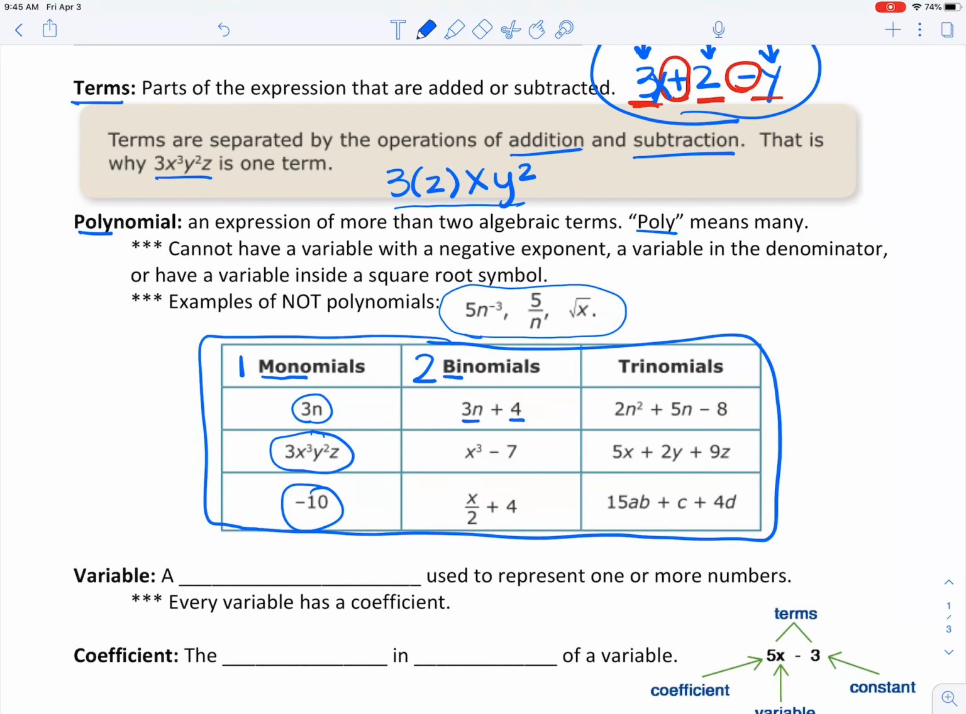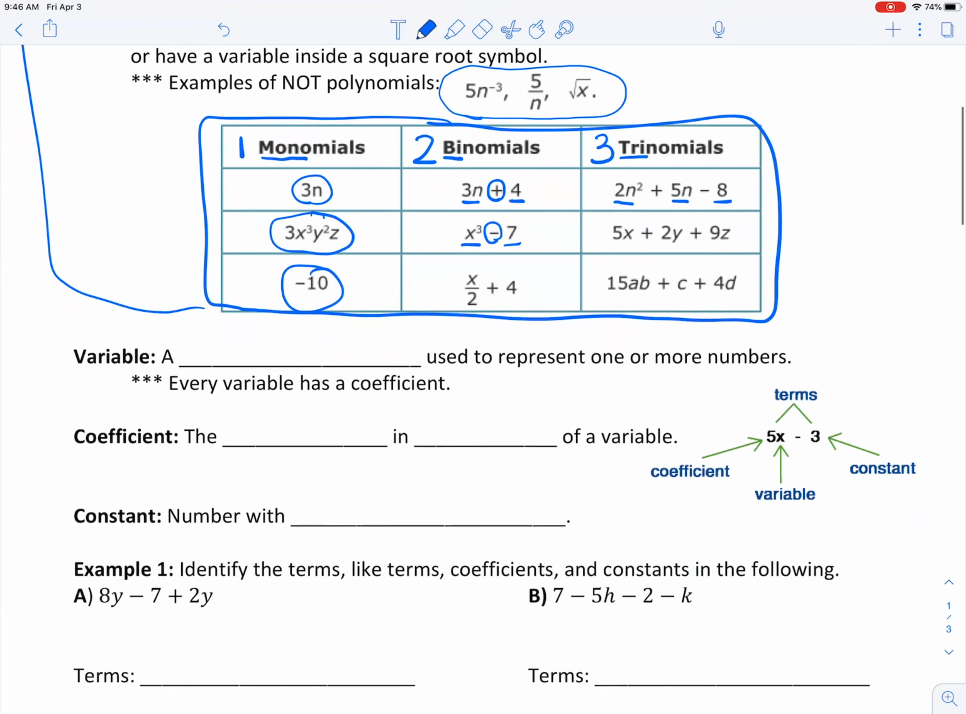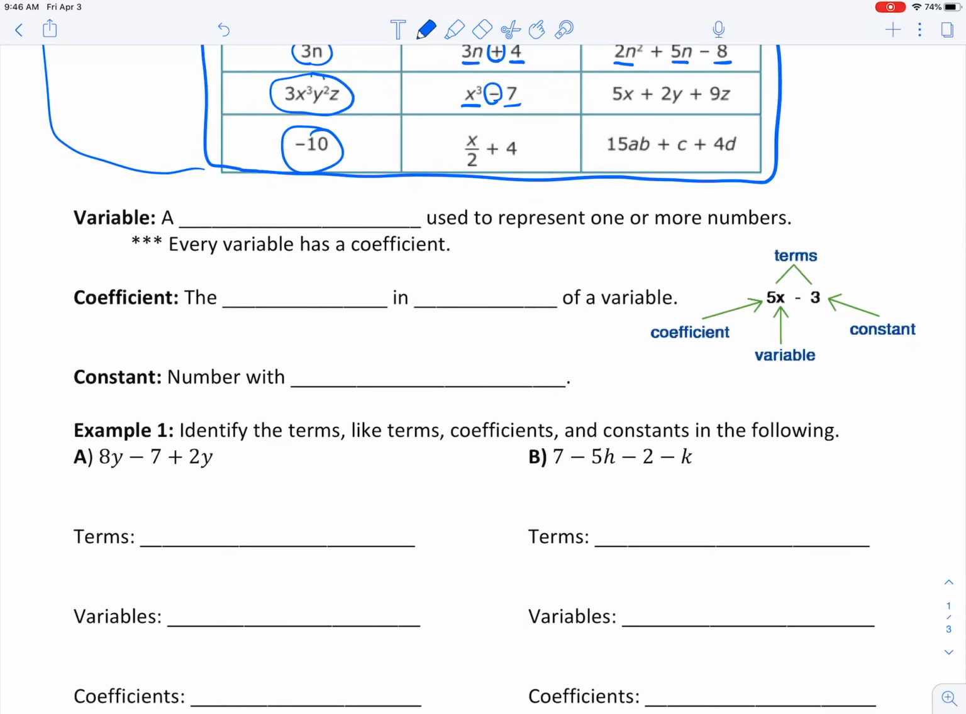So we have a 3n and a 4. Why is it two terms? Because it's separated by an addition sign. Okay, we have an x to the third and a 7, separated by an addition sign. Okay, the word trinomial is talking about three terms, thinking about the word tri, meaning like tricycle, has 3 wheels. All right, if I look at these examples, they have 1, 2, 3 terms. Okay, so all of this stuff is just a little background knowledge on something that we're going to do right now, which is we're going to take expressions and break them up into our different vocab words.